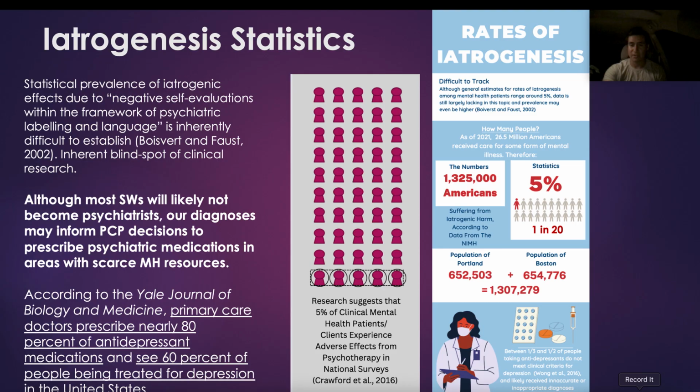So I'll just read the next statistic. According to the Yale Journal of Biology and Medicine, primary care doctors prescribe nearly 80% of antidepressant medications and see 60% of people being treated for depression in the United States. Okay, so general practitioners prescribe the overwhelming majority of the antidepressant medications that are prescribed in the U.S.